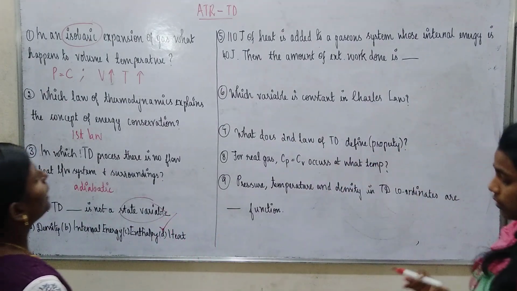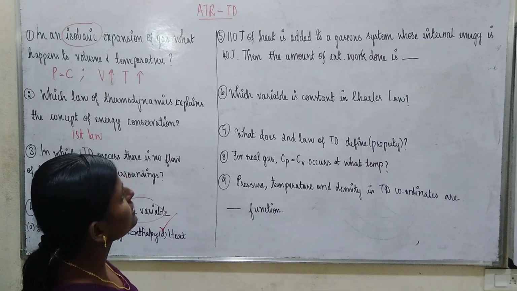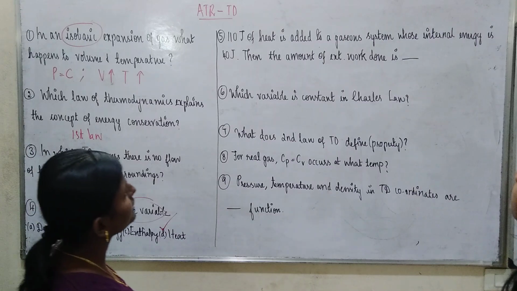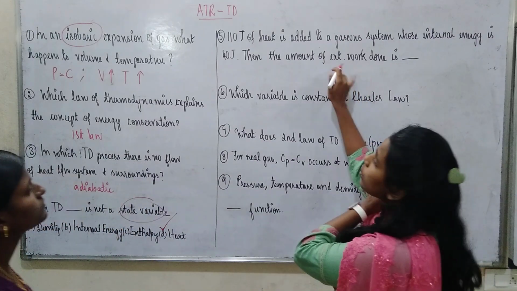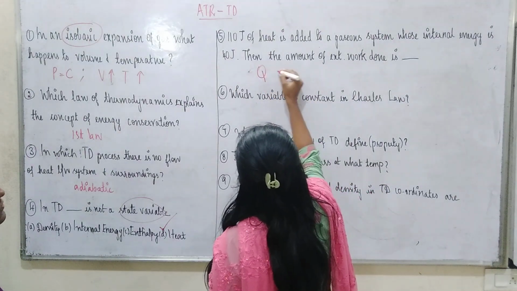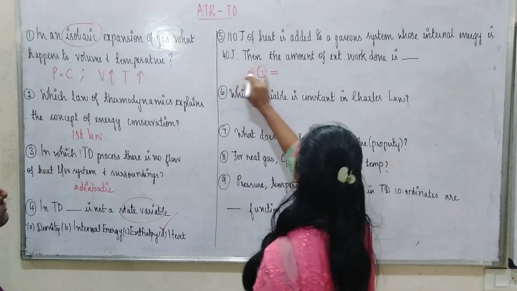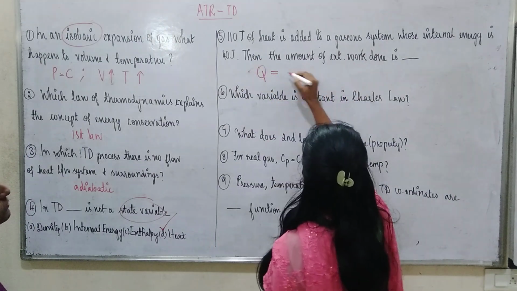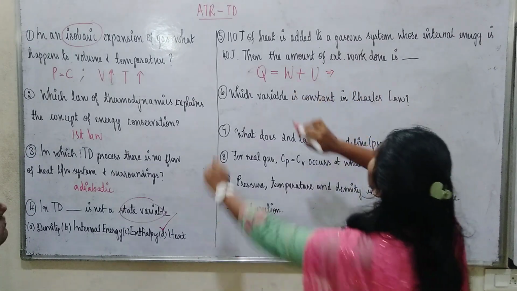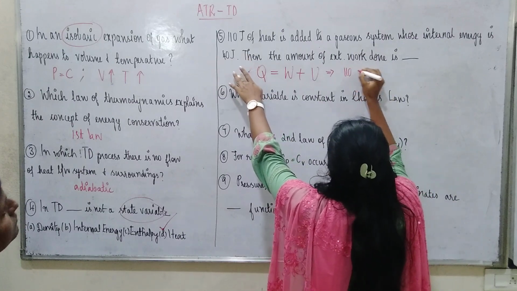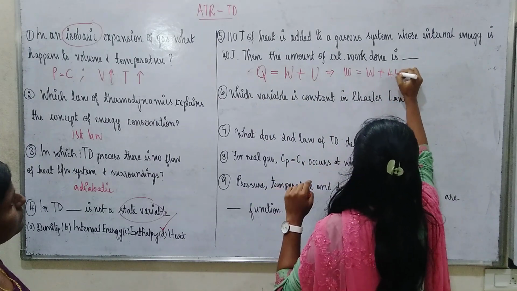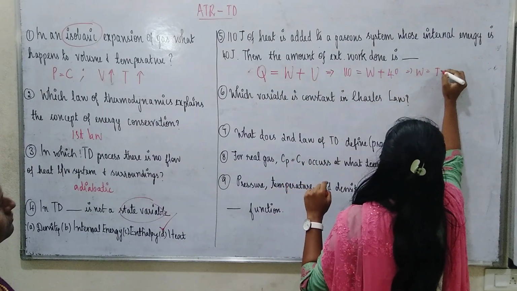Next, fifth question. 110 joules of heat is added to a gaseous system whose internal energy is 40 joules, then the amount of external work done is? In this question we can use the first law of thermodynamics. According to that, the total heat supplied will be equal to the work done plus the internal energy. So from this formula, the heat added is 110 joules, we need to find the work, and the internal energy is given, that is 40 joules. So the work done will be equal to 70 joules.